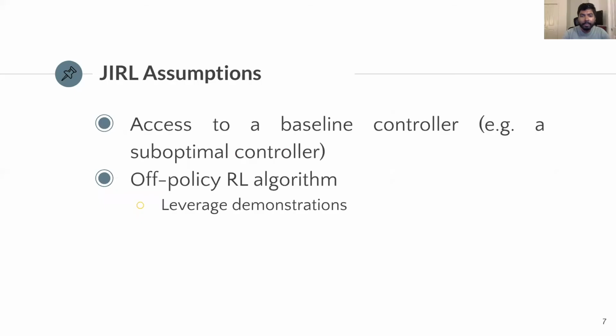The assumptions we make in JIRL are: number one, access to a baseline controller, for example, a suboptimal controller. Number two, using an off-policy algorithm. This is necessary since we leverage demonstrations from the baseline controller.